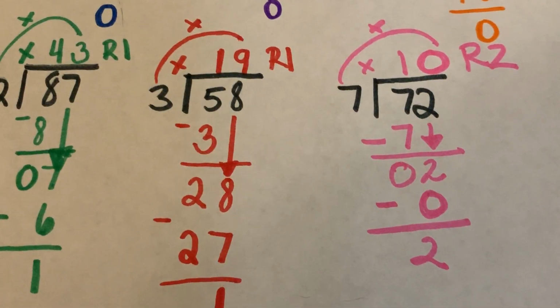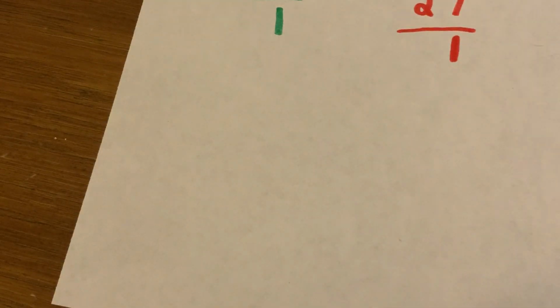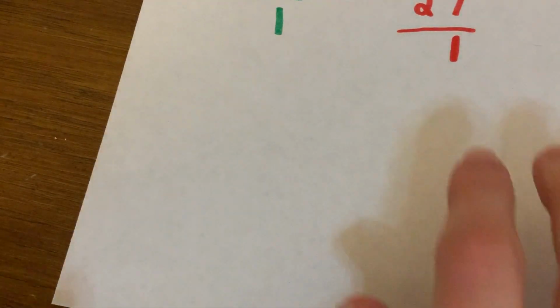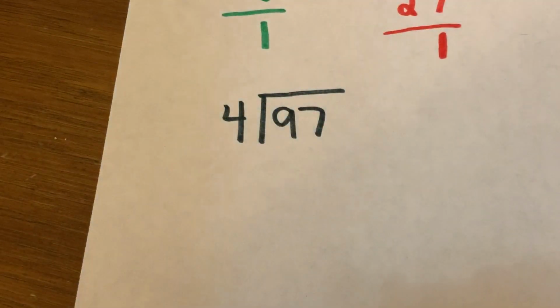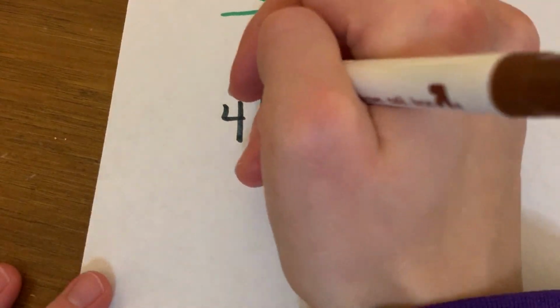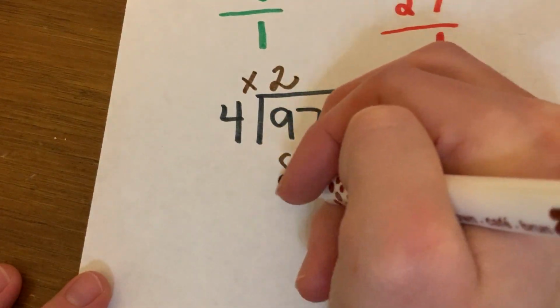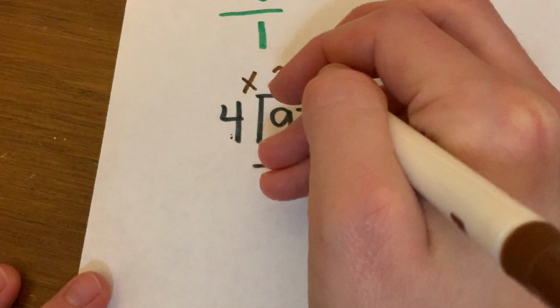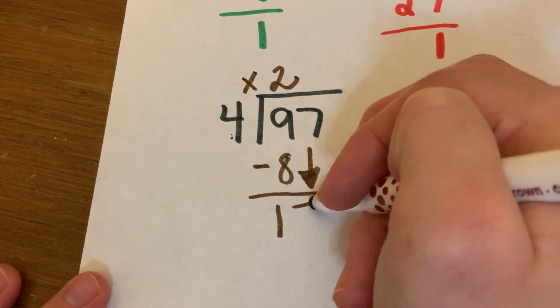All right? I do want you to try one more problem on your own, 100% by yourself. Try this one. All right, 4 times what gives me 9, or as close to 9 as possible? I can do 2. I'm going to put my 8 here, and I'm going to subtract that because 4 times 2 is 8. I have 1. I'm going to bring down the 7.